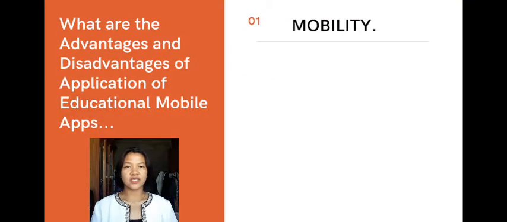Advantage and disadvantage of application of educational mobile apps. Mobility. Modern smart gadgets make it possible to organize and optimize the educational process regardless of place and time. There are two aspects to this kind of mobility. Firstly, the possibility of implementing educational programs despite the location of qualified specialists.